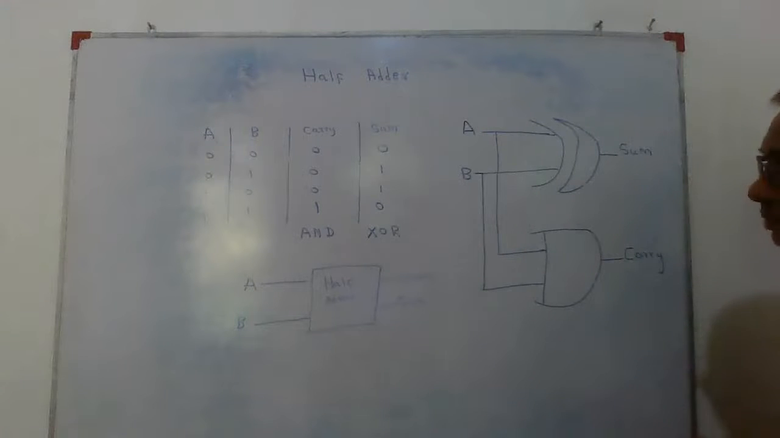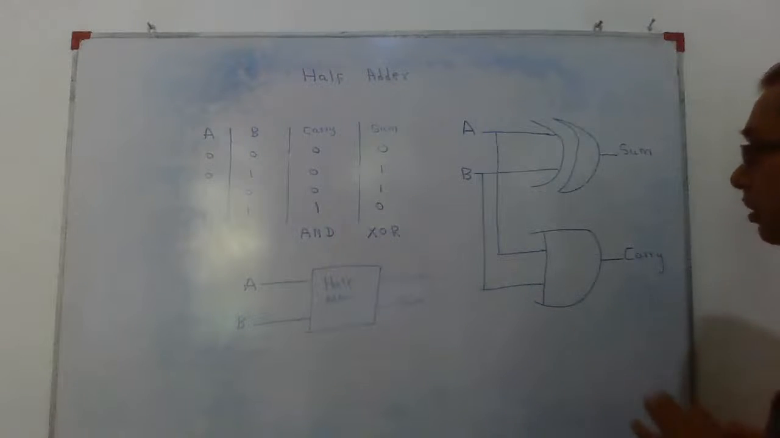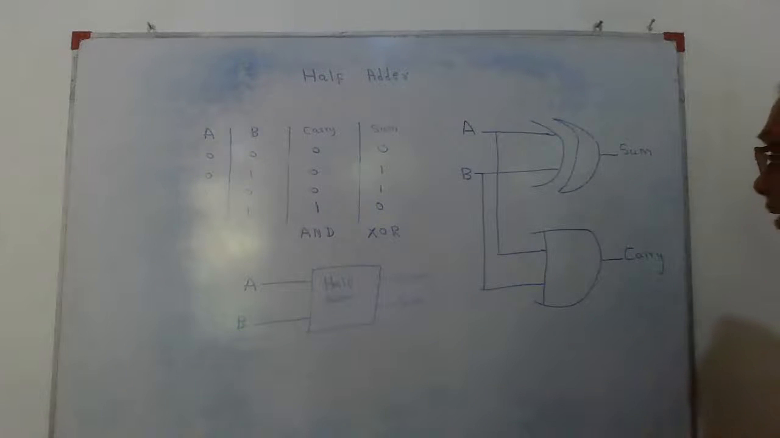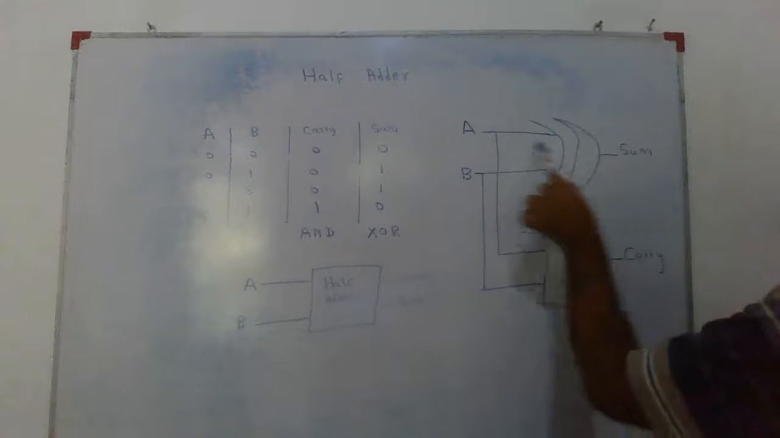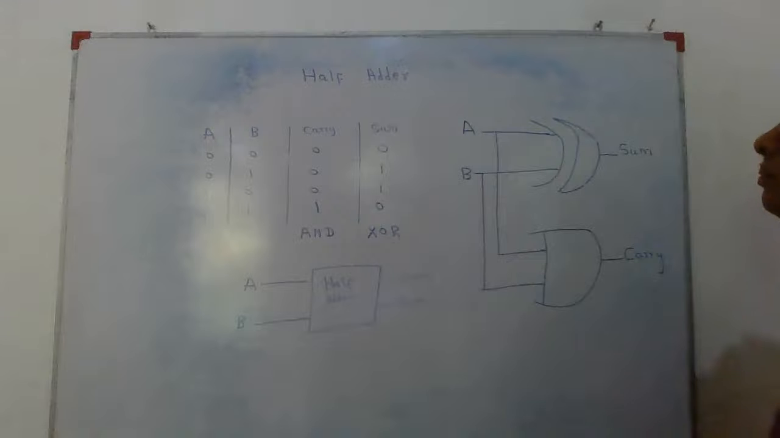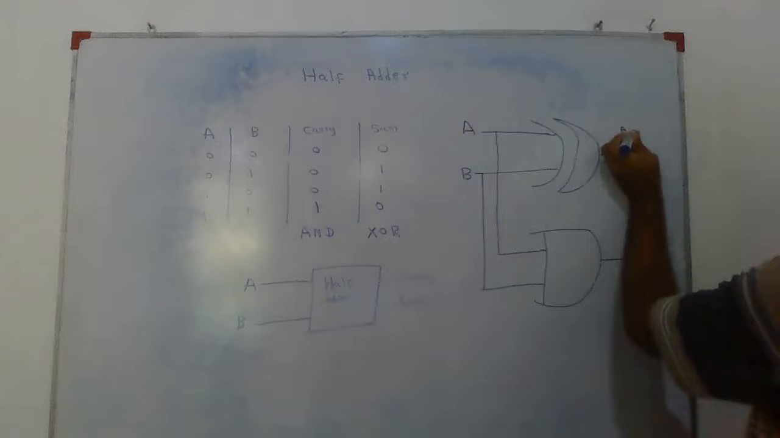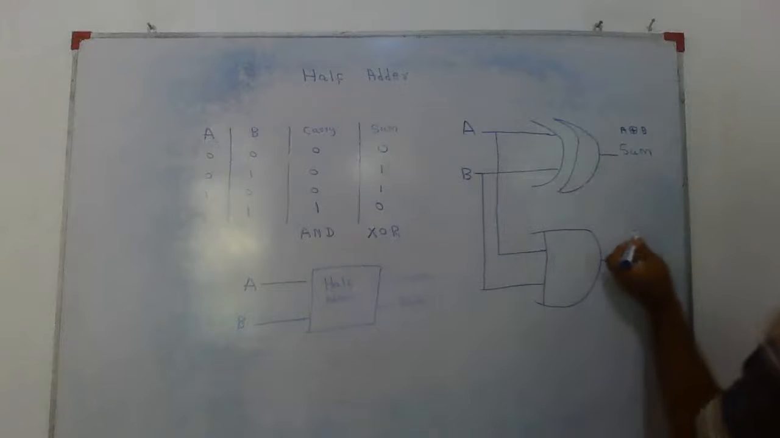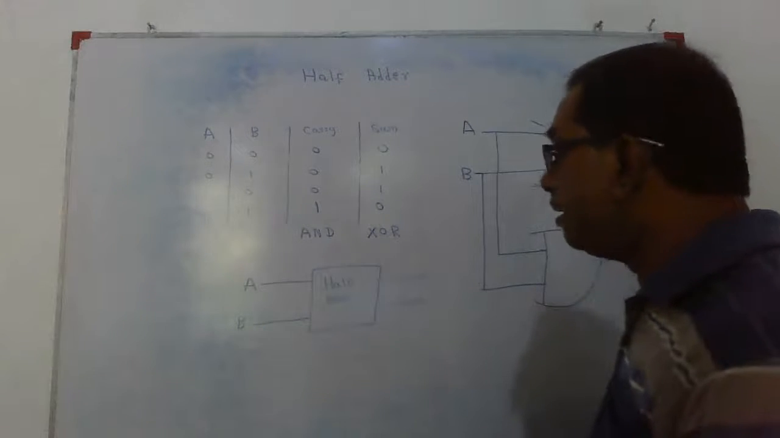By using A and B variables, we can get both into two gates. Now sum is taken from XOR: A XOR B, that is sum. So we see that A XOR B. What about carry? That is A and B. A and B provides AND.